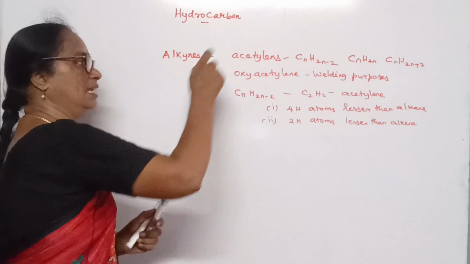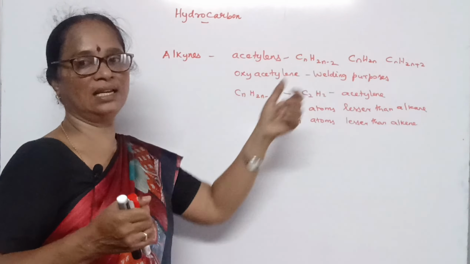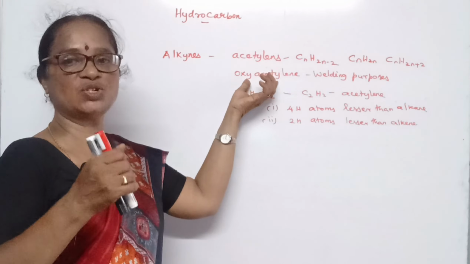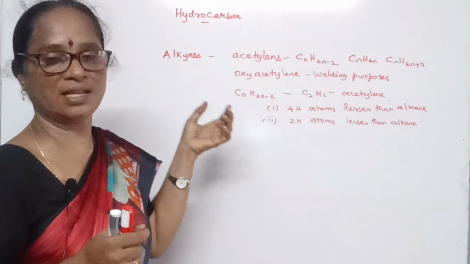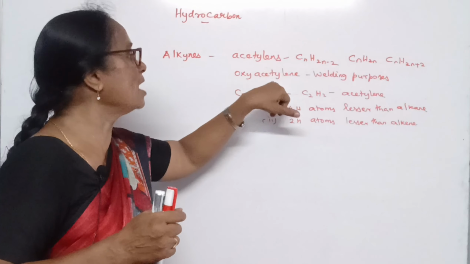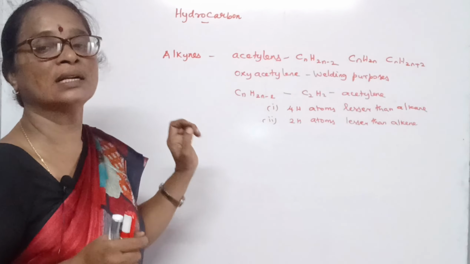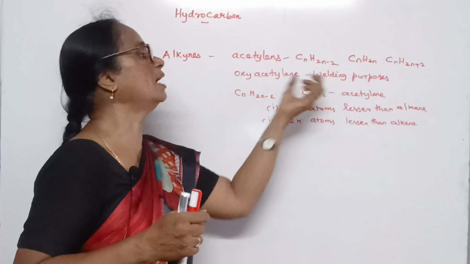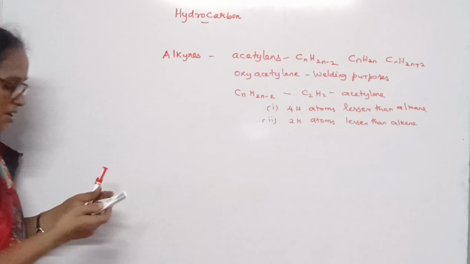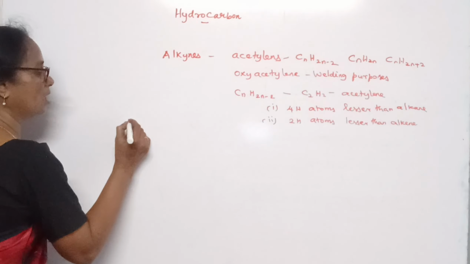And acetylene is well known through the oxyacetylene flame. This oxyacetylene flame is used for welding purposes, in which acetylene is mixed with oxygen. Upon combustion of acetylene, a large amount of heat is produced that can be used for welding the material. So, let us find the nomenclature of alkynes. We have to name the compound.